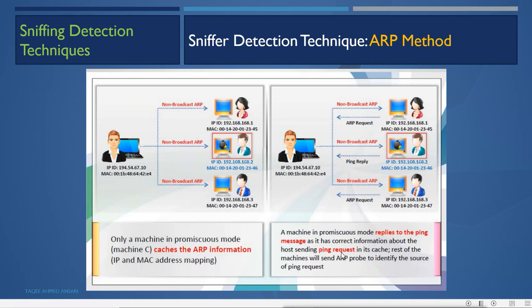Now the rest of the machines will send an ARP probe to identify the source of the ping request. That means again, when you send a fake source MAC address for the destination, it will send no reply when you send a non-broadcast ARP. You will not get any response. It will get a reply only from that machine which is running in promiscuous mode.